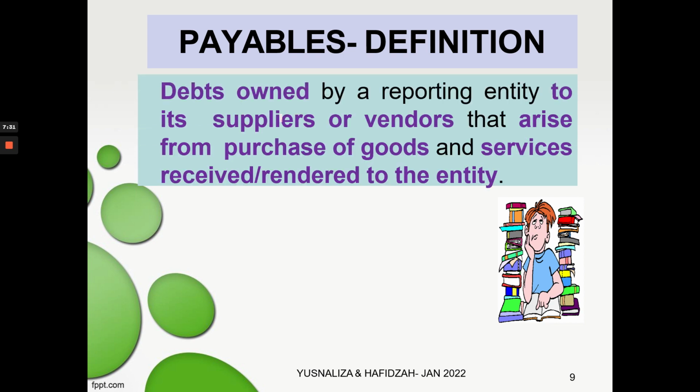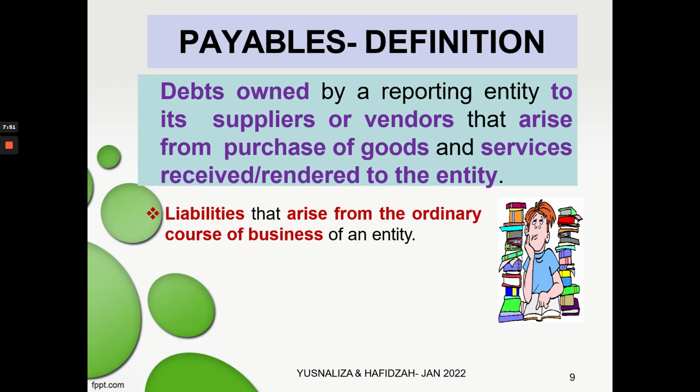In terms of definition, payables are defined as the debts that are owed by the reporting entity to the suppliers or vendors, which is the accounts payable, right, that arise from the purchase of goods or services that are received or rendered to the reporting entity. And the reporting entity is our company. These are liabilities that arise from the ordinary course of business, from day-to-day transactions and business activities, where you buy goods for the purpose of resale. So when you buy goods from your supplier on credit, that gives rise to payables.